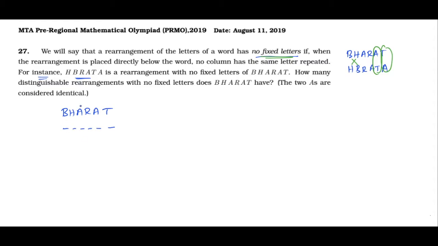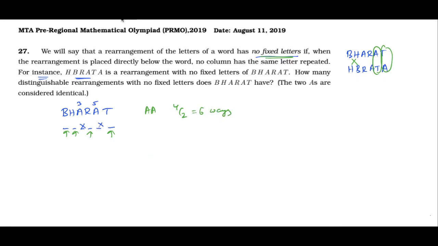Now the letter A is in the third position and the fifth position. So the A's should not be in the third or fifth position. So these places shouldn't contain A after rearranging. So the two A's should be put in two of these four places. From four places we can select two places in 4C2 ways. So the A's can be placed in 4C2, which is 6 ways.